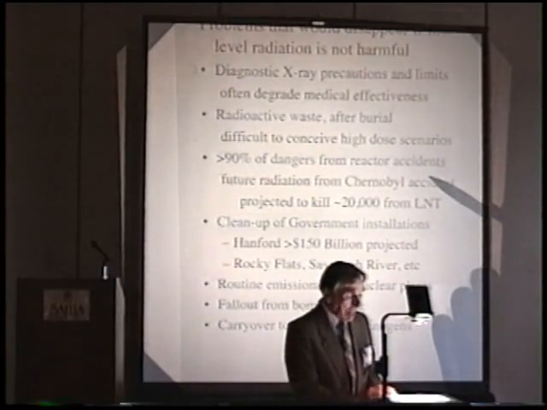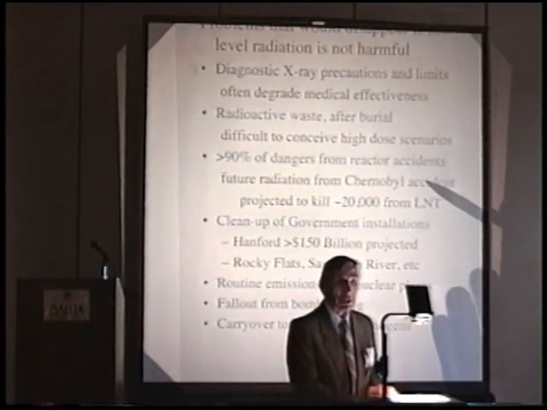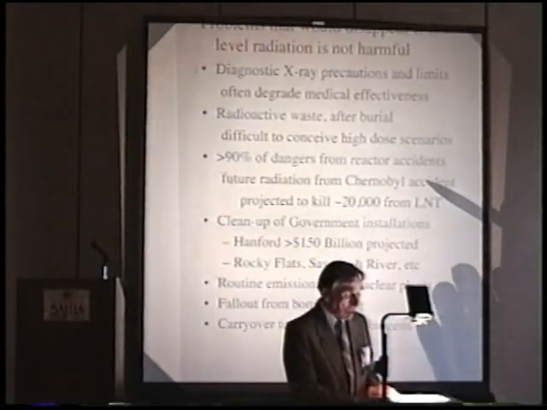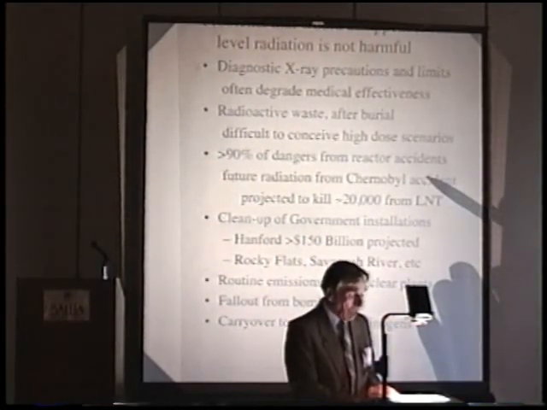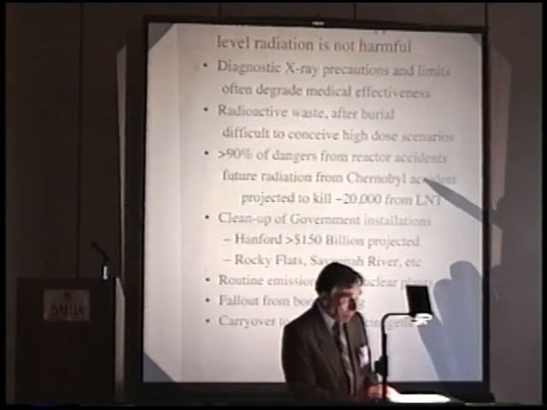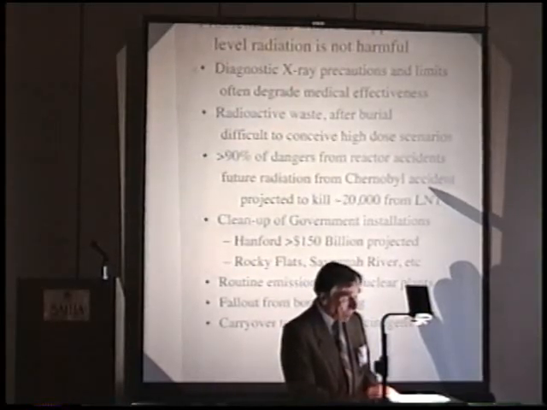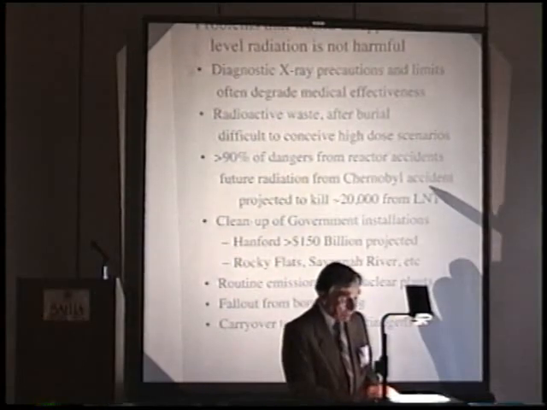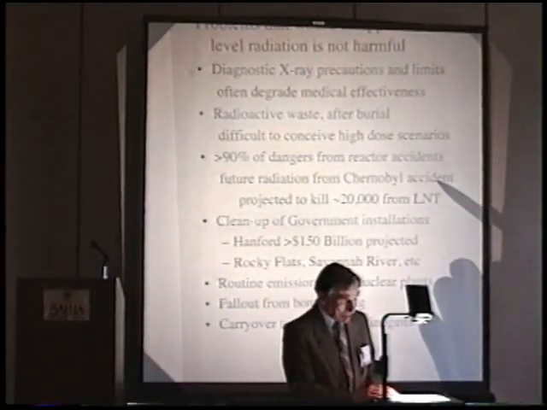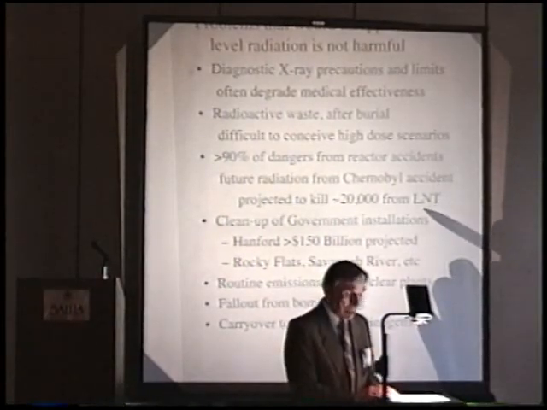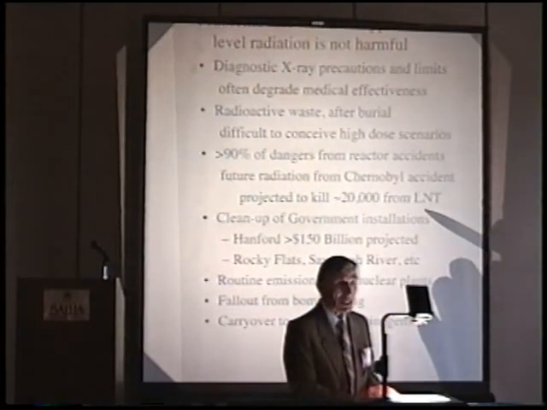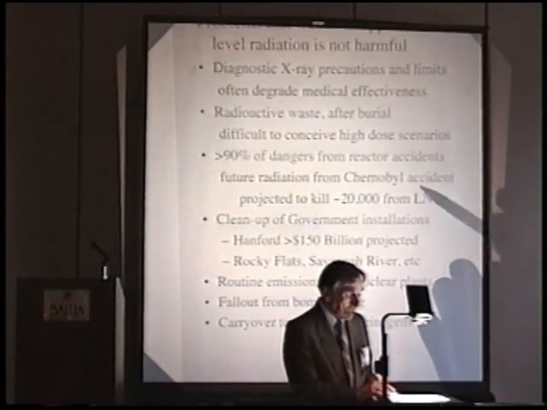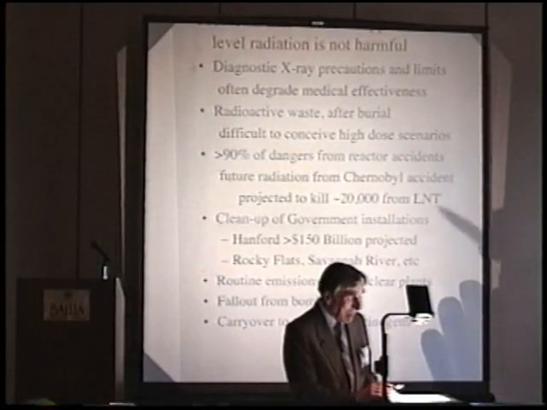Even nuclear reactor accidents, which you might think would give high doses, practically all the deaths that people calculate would result from a nuclear reactor accident come from low-level radiation. All the future radiation from the Chernobyl accident, there are all these estimates that there will be like 20,000 people who will die from the Chernobyl accident eventually. All that's due to low-level radiation. So if low-level radiation isn't dangerous, you can forget about them dying.